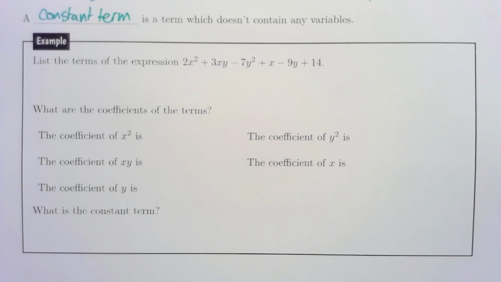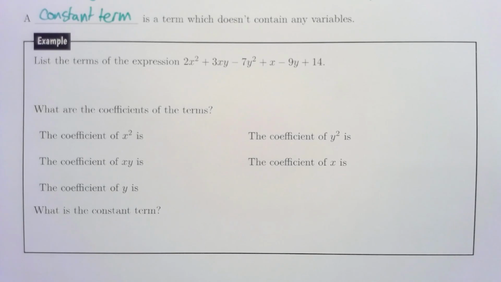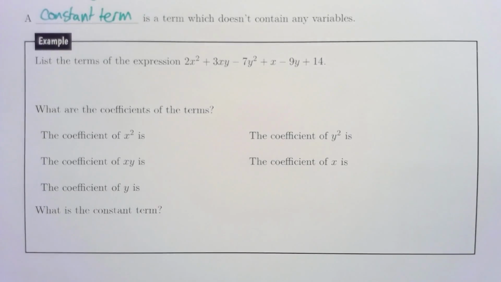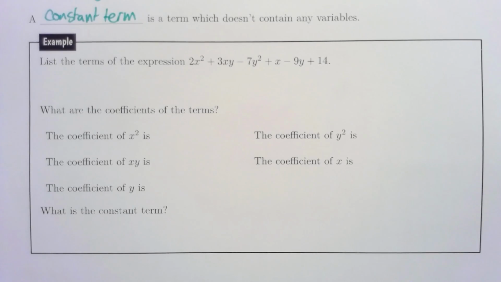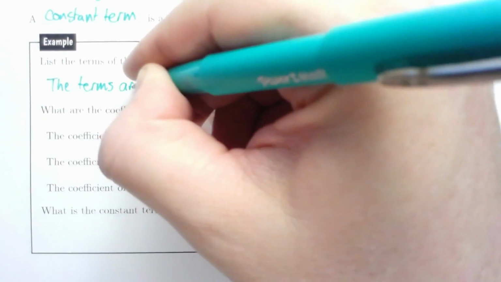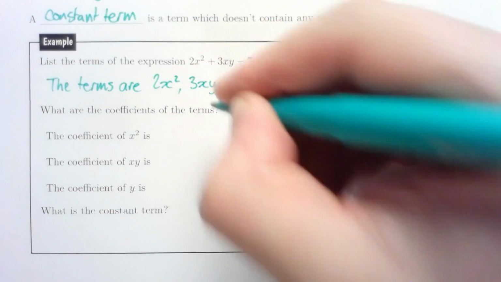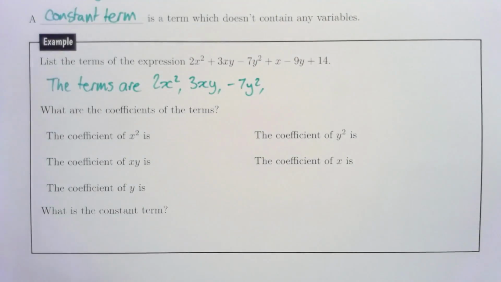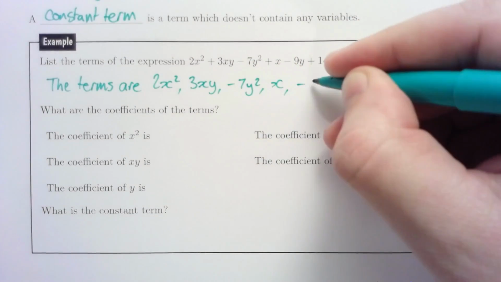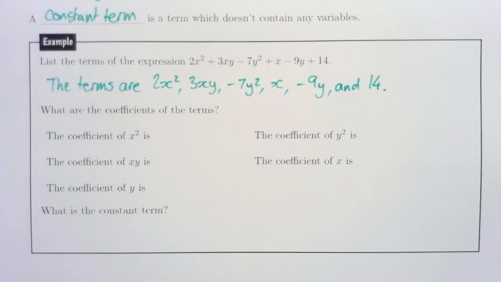So in this example, we're looking at the expression 2x squared plus 3xy take 7y squared plus x take 9y plus 14. Now this looks very scary, but it's okay. We're not actually being asked to do anything mathematical with this expression. We're just being asked to read it and write down some information based on what we see. So firstly, we want to list what the terms are. So these will be 2x squared, 3xy, negative 7y squared, x, negative 9y, and 14.